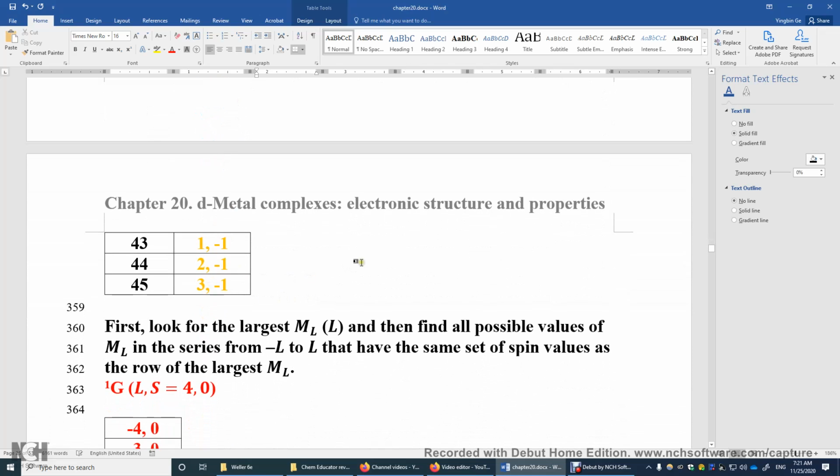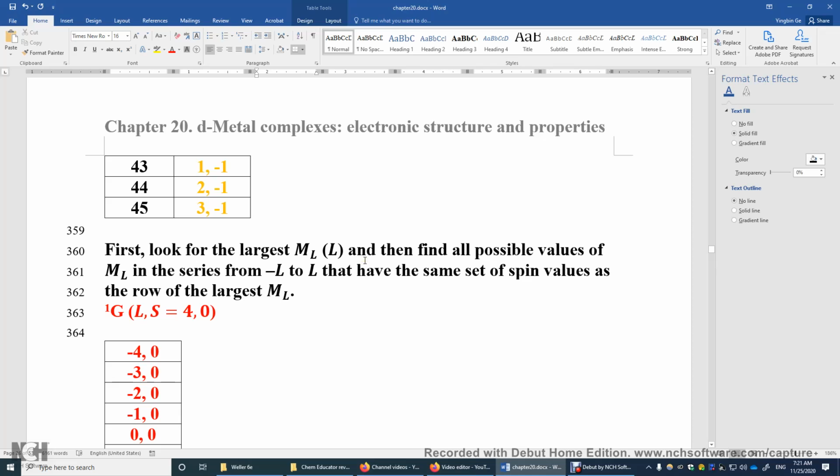So 45 microstates. So how did I get those colors? How did I choose the microstates in red color? Well, very simple. You look at these 5 microstates. You look for the largest m sub l. And that's going to be the quantum number L for this group of electrons. Okay, the largest m sub l. The reason is pretty simple.